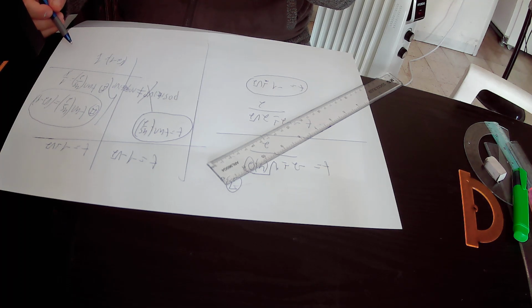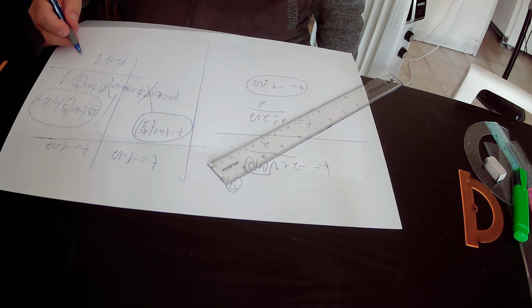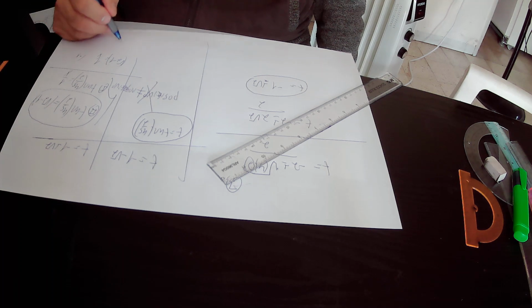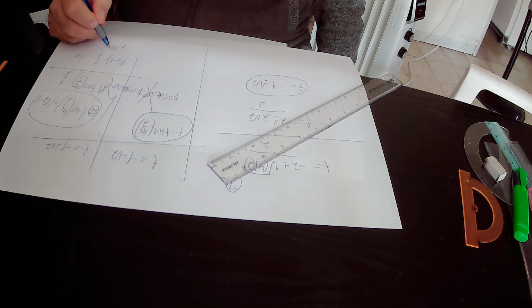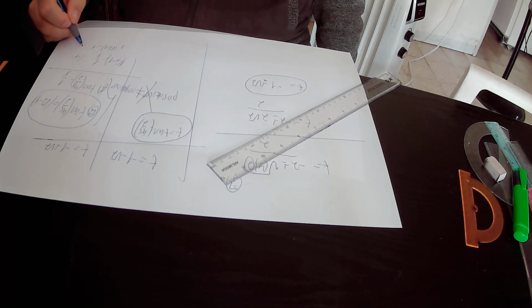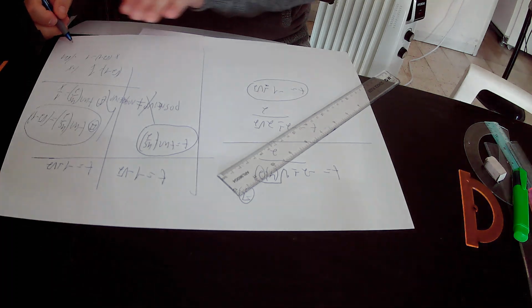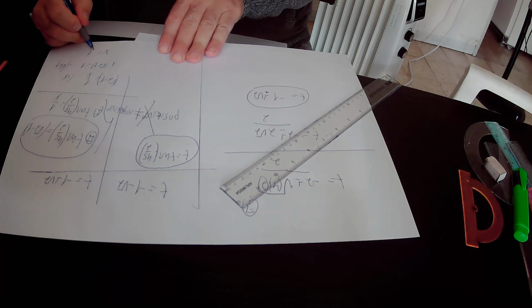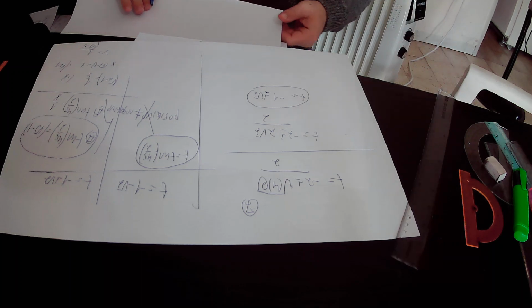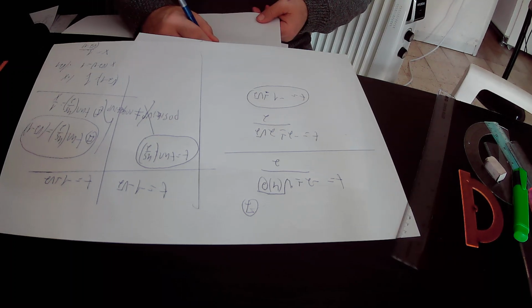Here we will multiply this equation by x, and we get that x times square root of 2 minus 1 equals 1. We divide this equation by square root of 2 minus 1, and we get that x equals 1 over square root of 2 minus 1.